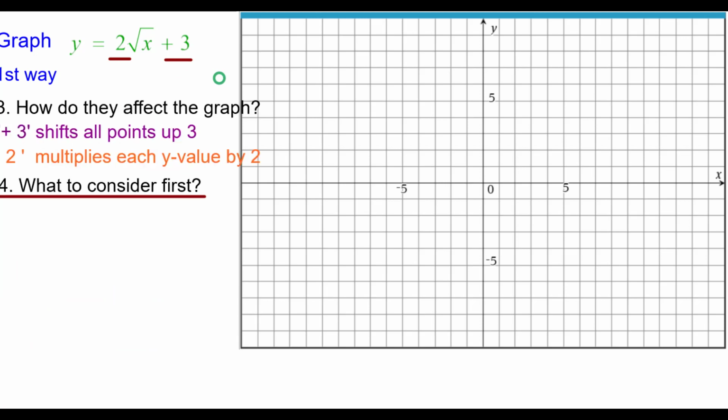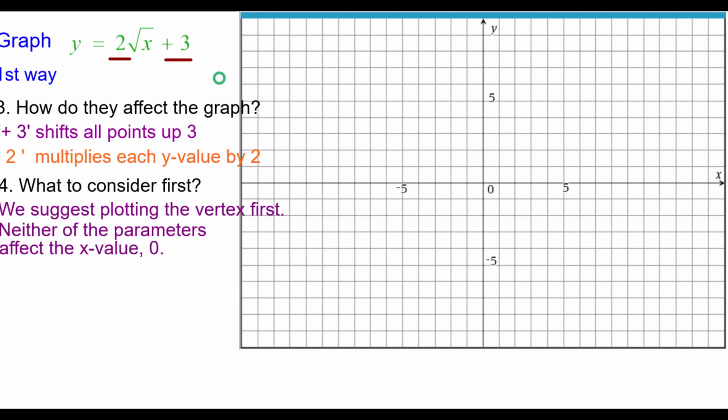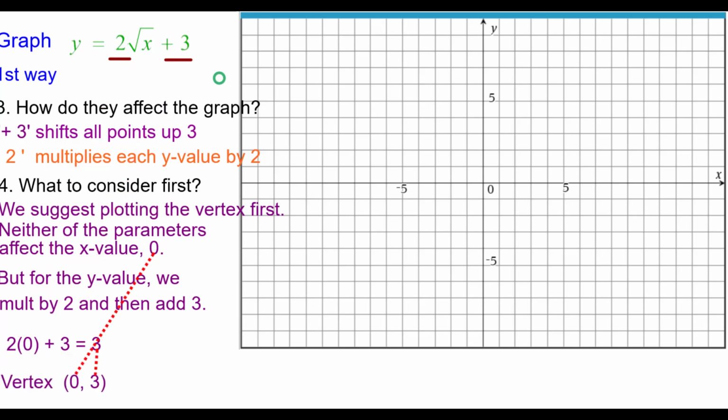But what do we consider first? Well, we suggest plotting the vertex of the radical graph first. Neither of the parameters are affected by the x value, which is 0, so that'll stay as 0. But the y value we need to multiply by 2 and then add 3. So our vertex is going to be at 0, 3, and we'll plot that.